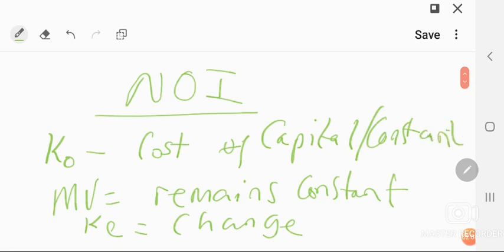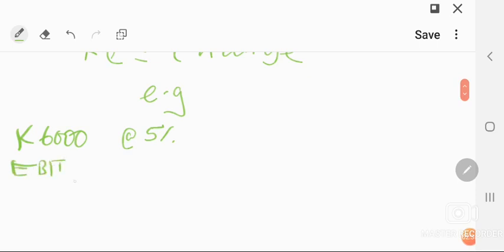Now let's see an example to demonstrate that these assumptions hold true. Assume that a firm has 600,000 kwacha in debt, which is at a 5% interest rate. Another thing is that the EBIT, earnings before interest and tax, given for this firm is 2,000 kwacha. The firm also has a cost of capital, which we are outlining with KO. The cost of capital is 10% for this firm.